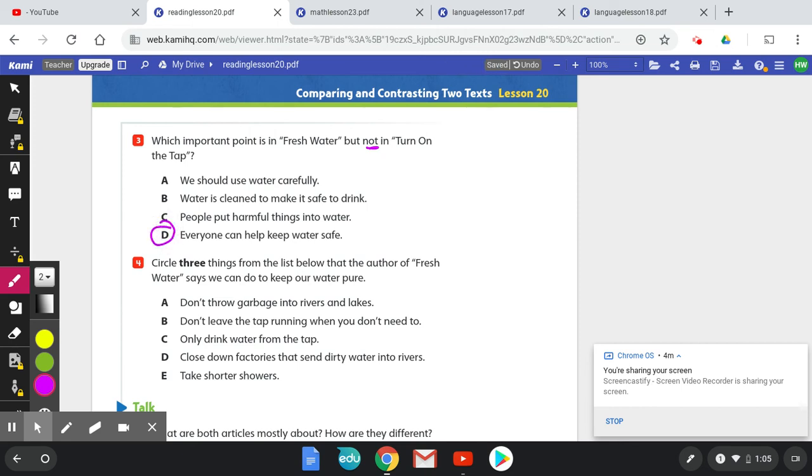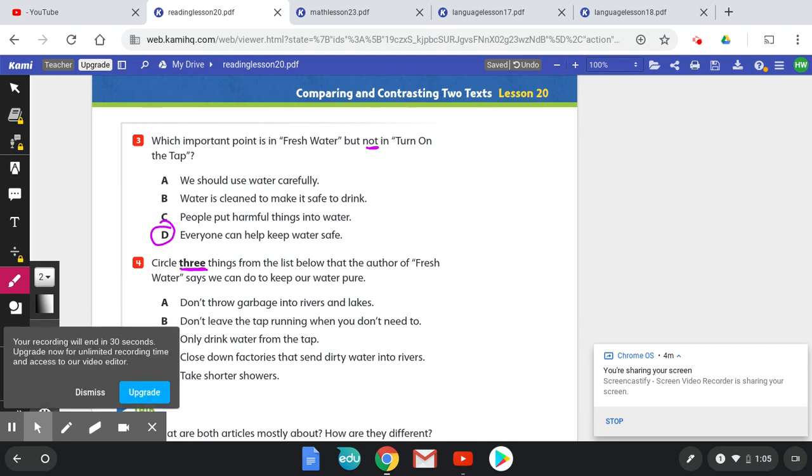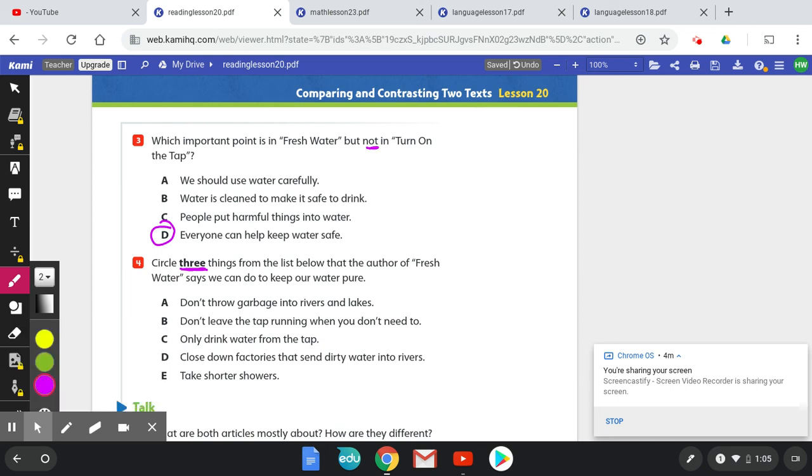Now, 4 says circle 3 things. They have that in bold to make sure you understand that you can circle 3 things from the list below that the author of Fresh Water says that we can do to keep our water pure. And we even underlined these 3 things, right? We said don't throw garbage into rivers and lakes. Don't leave the tap running. And what was the third thing?